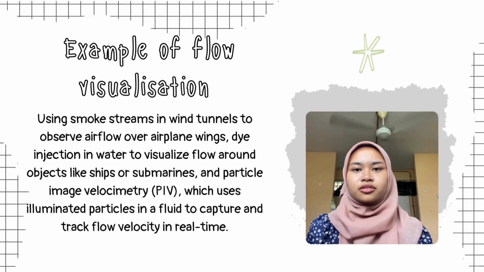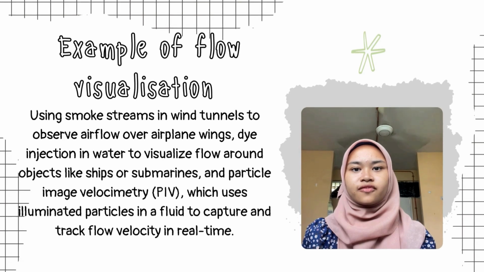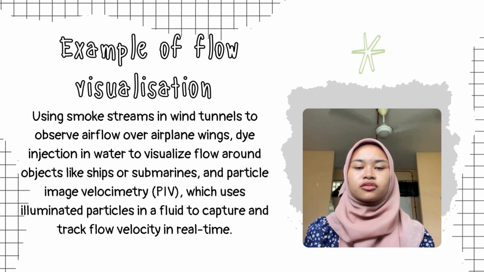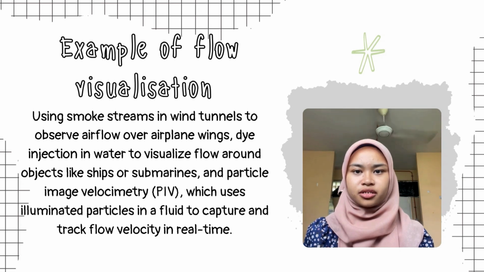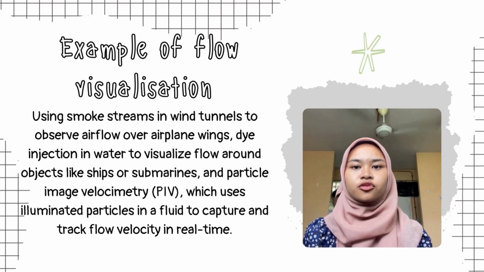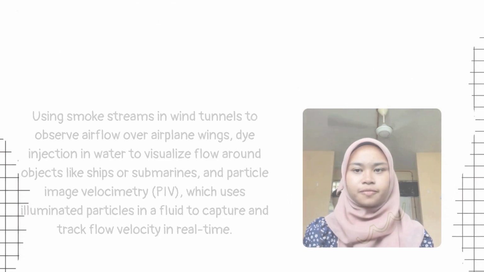Next, for example, using smoke streams in wind tunnels to observe airflow over airplane wings, dye injection in water to visualize flow around objects like ships or submarines, and particle image velocimetry (PIV), which uses illuminated particles in a fluid to capture and track flow velocity in real time.